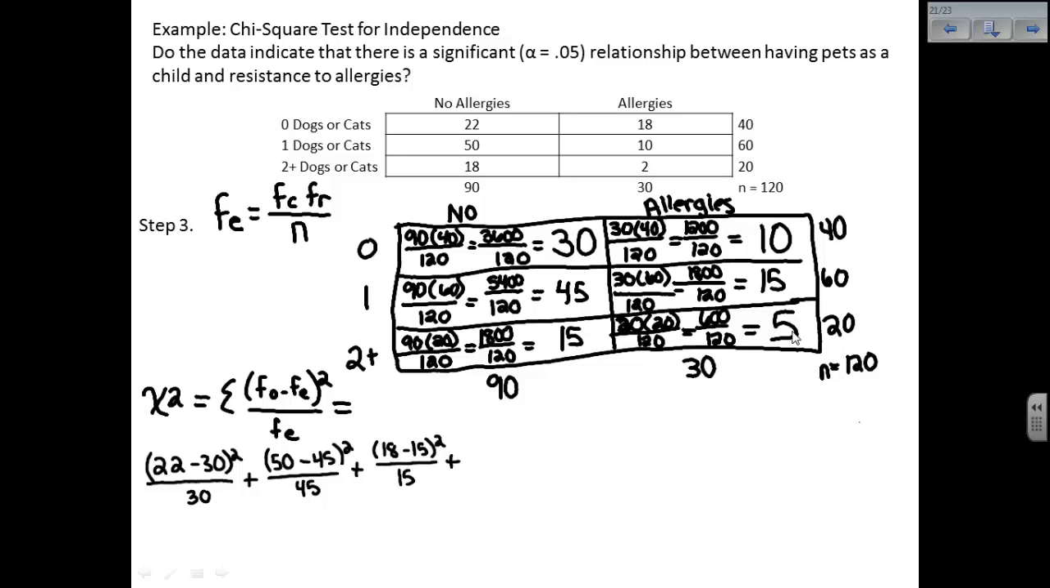Next group, allergies, no dogs or cats. We observed 18. Expected 10. Next group, allergies, 1 dog or cat. We observed 10. We expected 15. And then finally, the people with allergies that had 2 or more dogs and cats. Observed 2, expected 5.